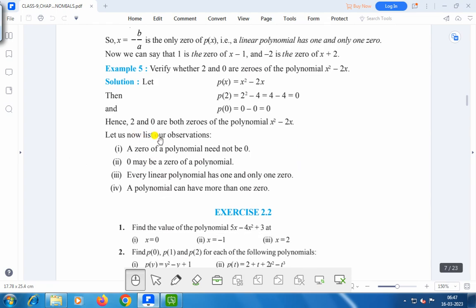Now, let us list our observations. A zero of a polynomial need not be 0. 0 may be a zero of the polynomial. Every linear polynomial has one and only one zero. A polynomial can have more than one zero.